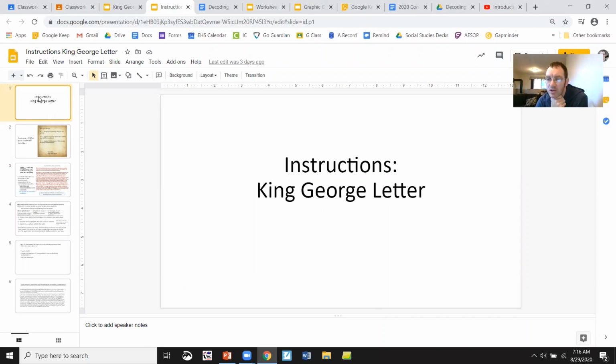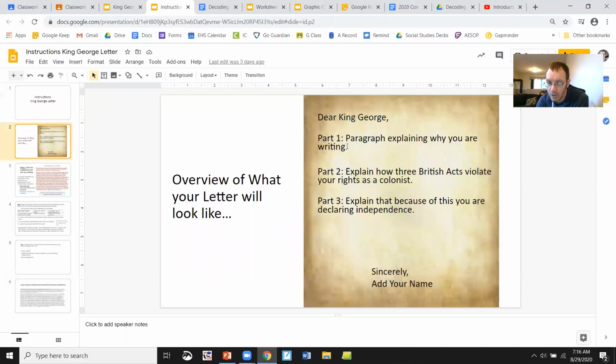Basically, it's like you're writing your own Declaration of Independence. You're writing a letter to the king and explaining why you're upset, why you're breaking away. You're going to have it so it has the same parts as the declaration too. For example, part one, explain why you're writing.